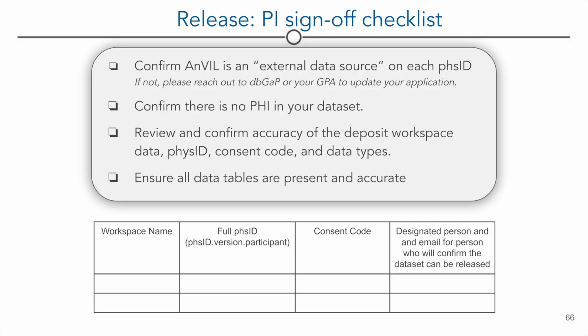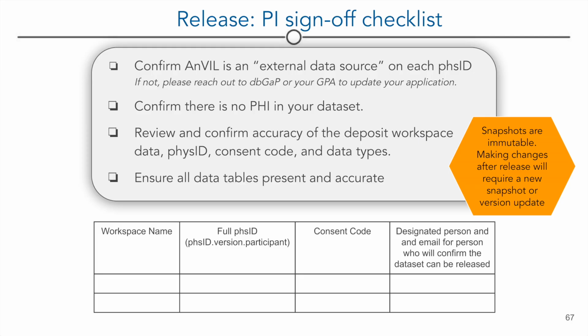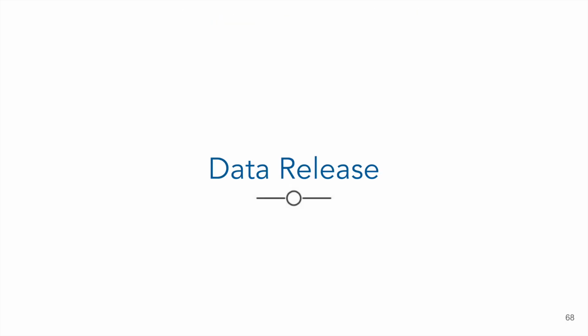In addition to the checklist, you'll complete a summary table shown at the bottom of this slide and designate a person to confirm that the dataset is complete and can be released. This acts as a final signature. Note that snapshots are immutable. Making changes after release will require a new snapshot or version update. Once the final sign-off is received, the AnVIL ingestion team proceeds with the release of the data.